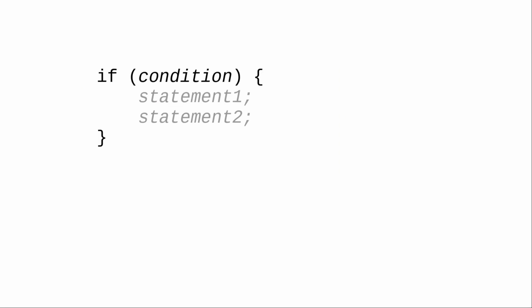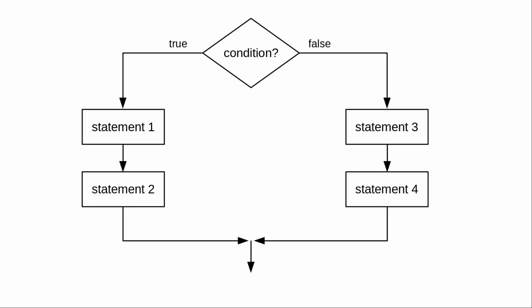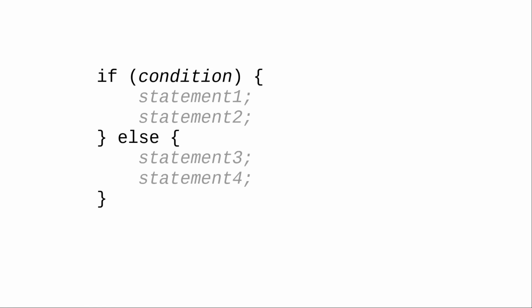There's another kind of if statement that's also very common, where you ask a true or false question and do one thing if the answer is true, and something different if the answer is false. Here's the generic model in Java. If some condition is true, we do one block of statements. Otherwise, the condition is false, and we do a different block of statements.